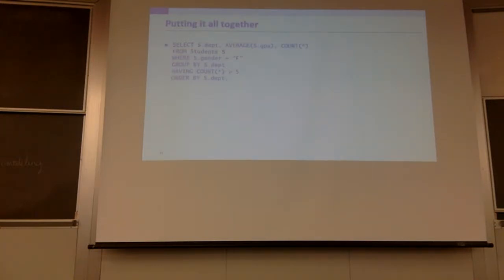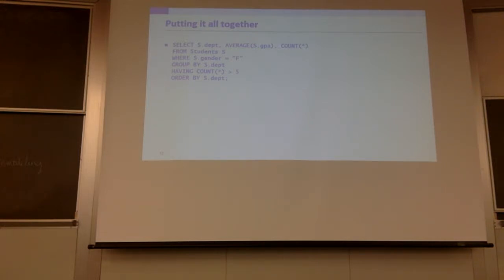Then finally, putting it all together, you get the most complex, the most complicated single table query you could end up with. So to do that, basically you scan the student table, do the filtering s.gender equal to f, so you find all the female students. Then you apply the group by. Basically group the female students by their department.